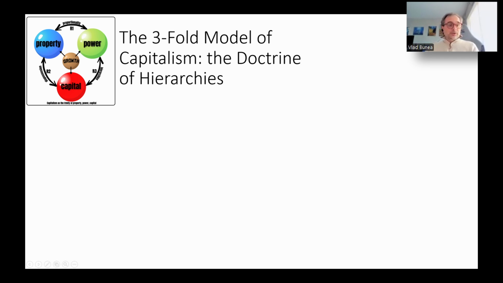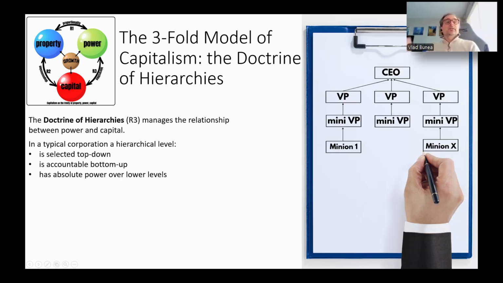The next doctrine is the hierarchies that manage the relationship between power and capital. Essentially, in a typical corporation, every hierarchical level that you see in a chart is selected top down, is accountable bottom up, and has absolute power over lower levels. Let's unpack this for a moment.